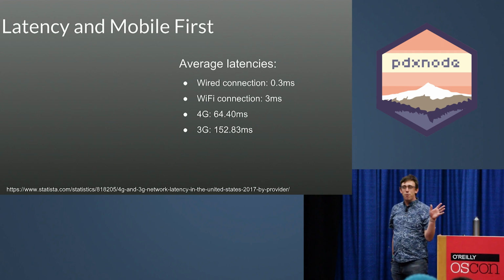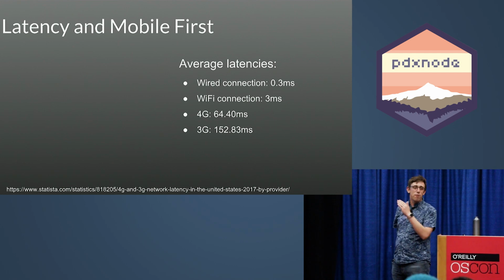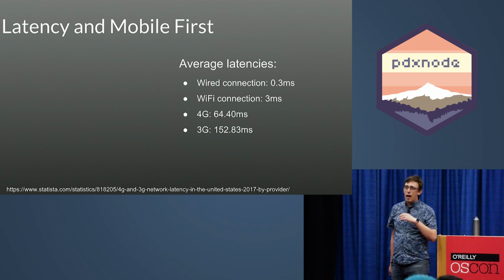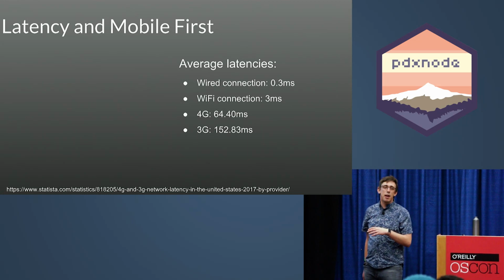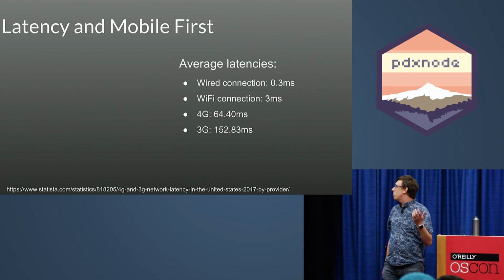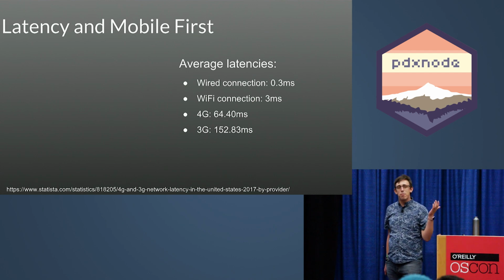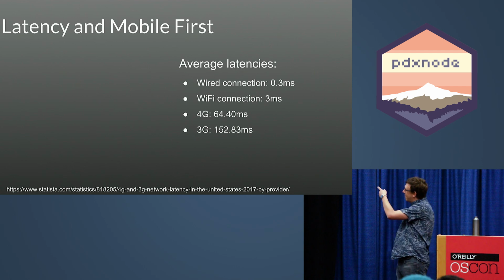4G, which has pretty good coverage, especially in good metropolitan areas. Now we're already at 64 milliseconds. 3G, we're up to 152 milliseconds. Now, as we develop more mobile first and keep the international market in mind, we need to keep this in mind. It can be really easily overlooked because, hey, it runs fast for me. But a lot of people are consuming things on their phones. They're nowhere near even your Wi-Fi connection.